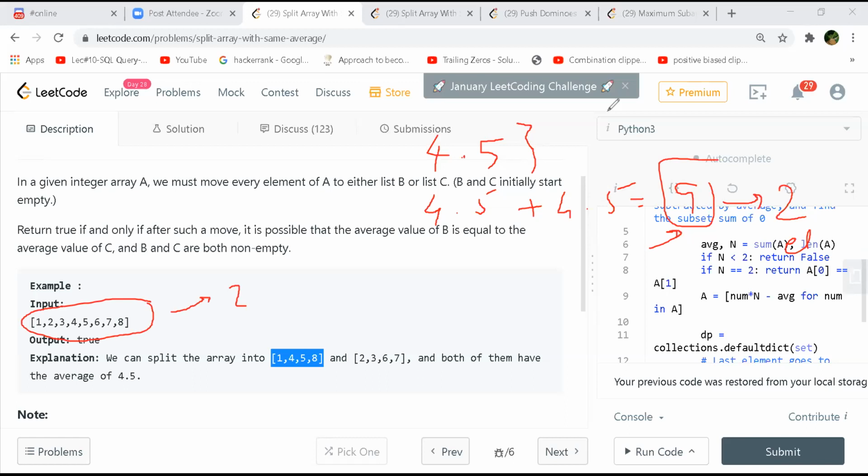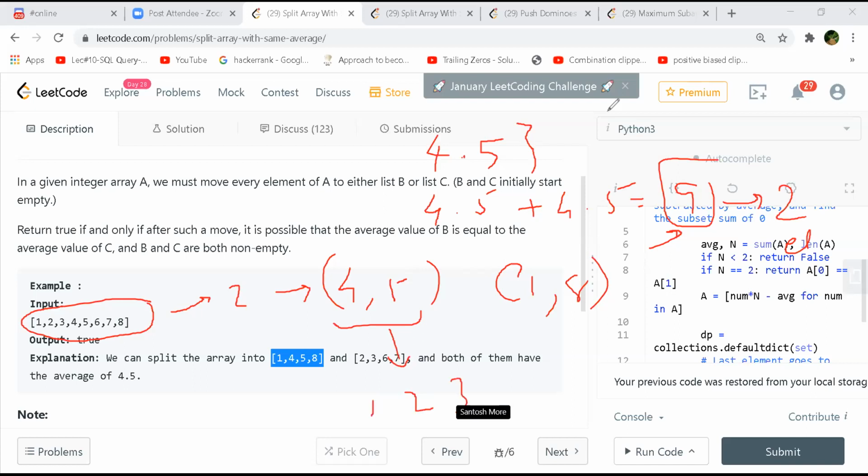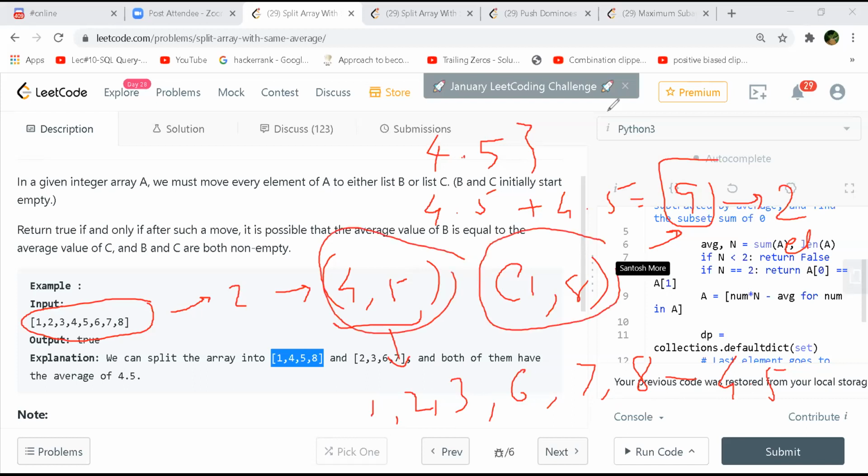Exactly. Either we can find 4 and 5, which is one subset, or 1 and 8. If we find 4 and 5, the remaining values 1, 2, 3 and 6, 7, 8, if we add them and take an average, will also be 4.5. That is what we are trying to prove. We are trying to find a subset like this one, whichever we get early, and we can keep incrementing the count, adding more numbers similarly.